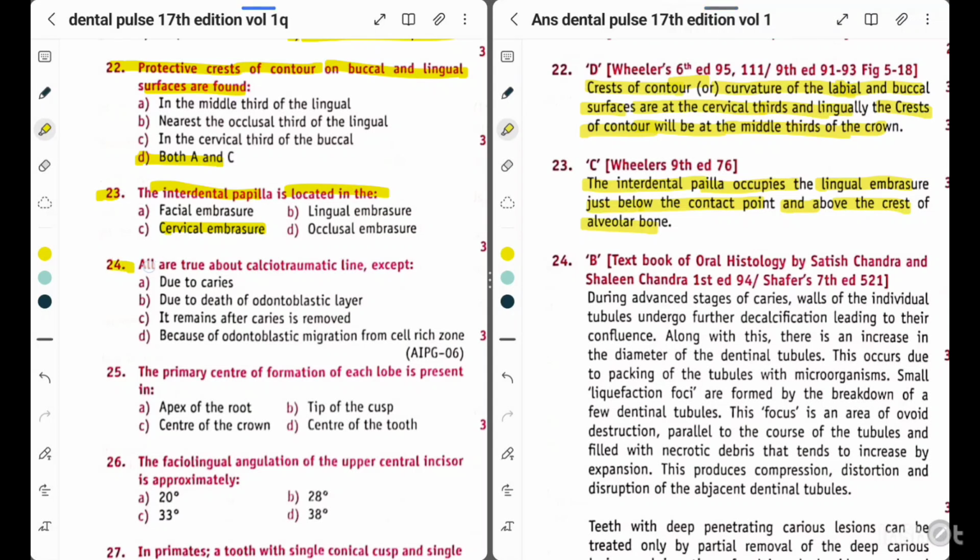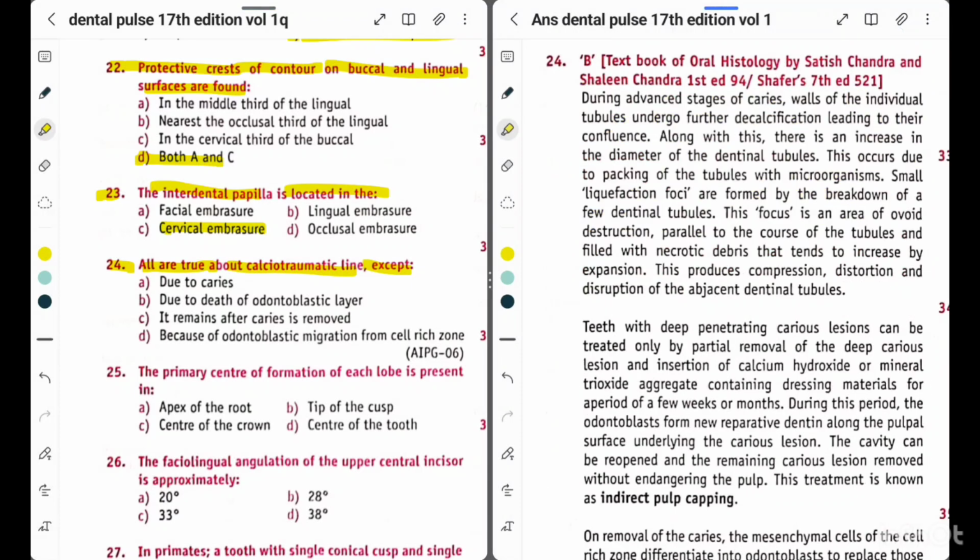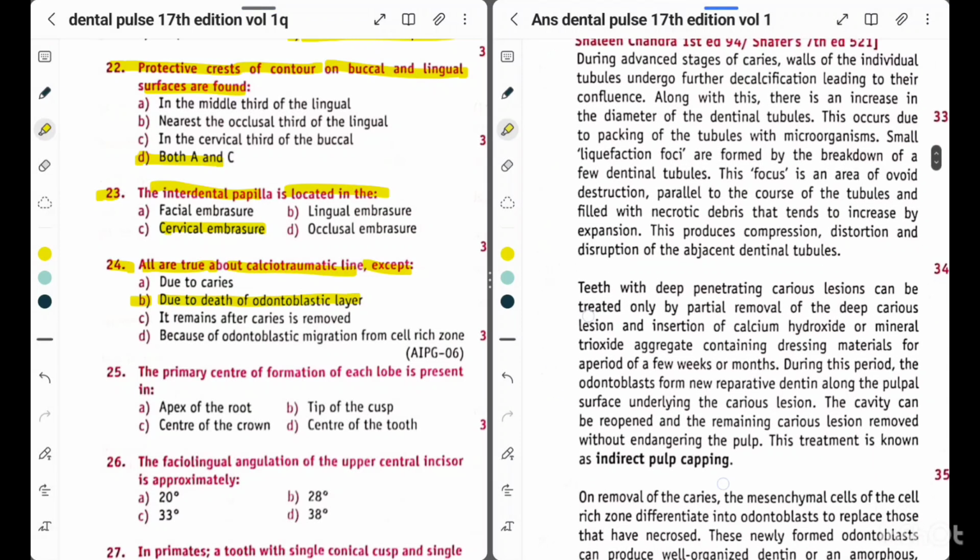Question 24. All are true about the calciotraumatic line except option A, due to caries. Option B, due to death of the osteoblastic layer. Option C, it remains after caries is removed. Option D, because of odontoblastic migration from the cell-rich zone. So the answer is option B, due to death of the odontoblastic layer. All are true except this. So let's see its explanation.